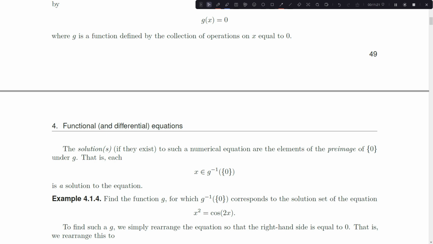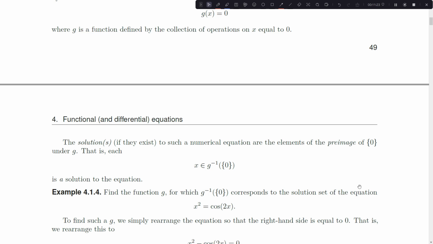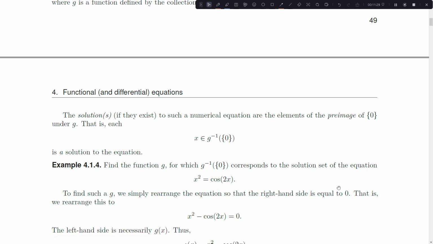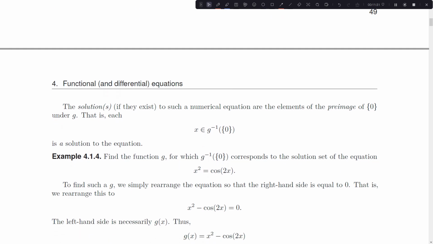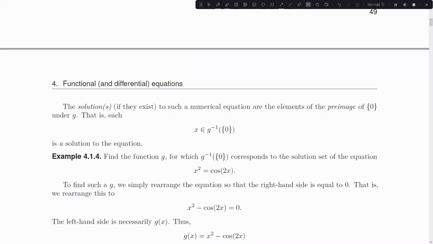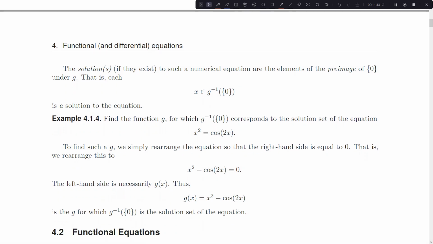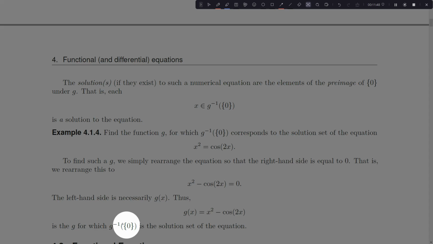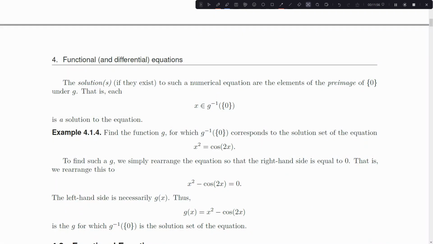All I need to do is find g, which by doing that I'm just going to rearrange everything to the left-hand side of my equation, and I'm going to define everything on the left-hand side as g. So when I rearrange everything to the left, I get x squared minus cos 2x. I define the left-hand side as g, x squared minus cos 2x, and then that reduces my equation precisely to g of x equals 0, which means that for that specific preimage, the preimage of 0, for this specific function g, I have found the solution set for my equation.